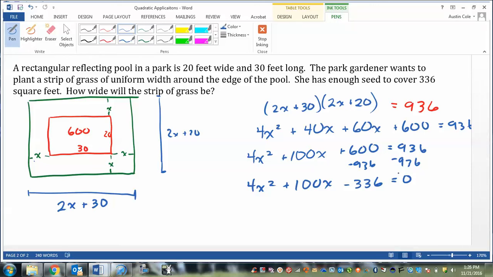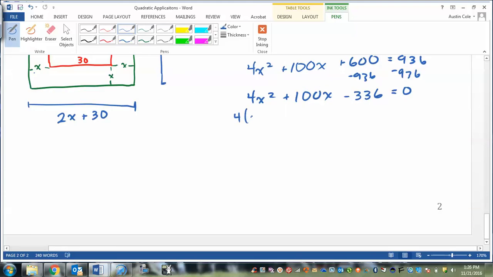Now, we could jump into the quadratic formula right now, but again, we want to try to factor if we can. Can I take a 4 out? I don't know. Is 336 divisible by 4? Yes, it is. Sweet. So if I take a 4 out of everything, I'm going to be left with x squared plus 25x minus 84. Okay, that worked out nice.